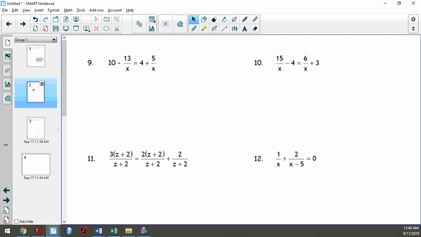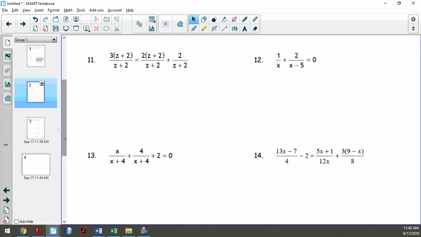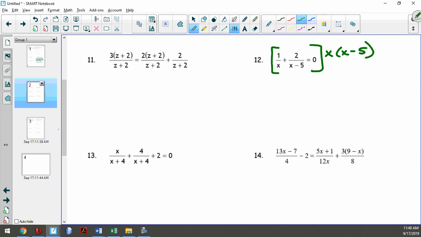What's going on with 12? We have 2 different denominators, do we not? They're different. So what are we going to do? We're going to smash them together and make that one denominator. So we're going to multiply this by x times x minus 5. Do we see that? So when we go to the first fraction and we do the division, these x's right here are going to cancel out. So what remains is going to be the 1 and then the x minus the 5.